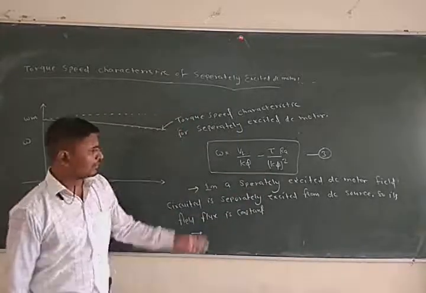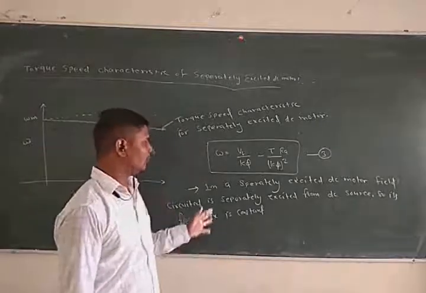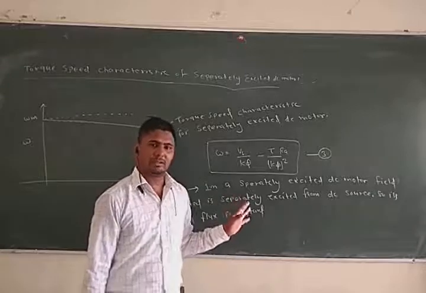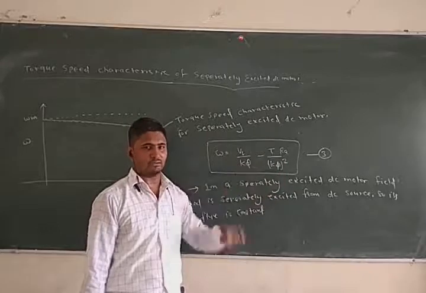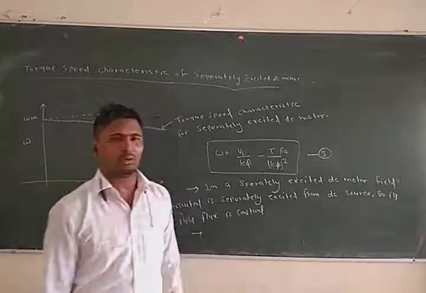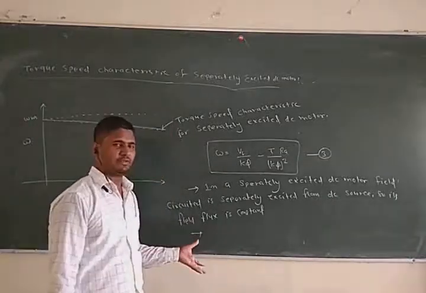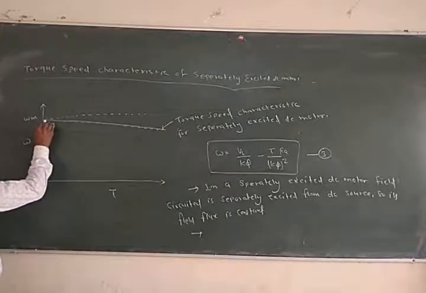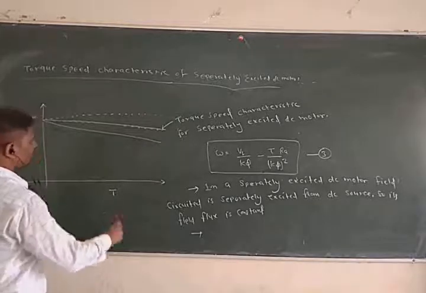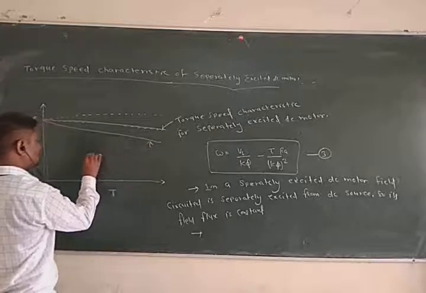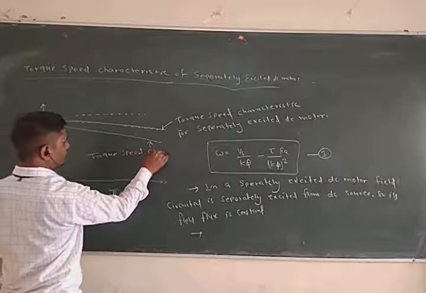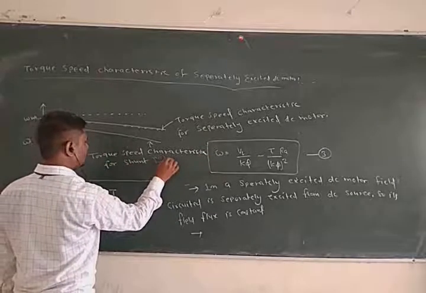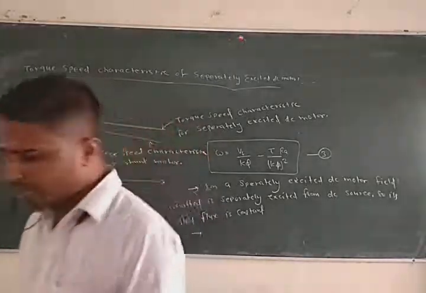Similarly, if we draw the torque speed characteristic for a shunt motor, or we can say a self-excited DC motor, then when there is a change in speed, there is a slight change in flux. Because in a self-excited DC motor, the field circuit and armature circuit are both excited from the same source. So the torque speed characteristic is slightly more drooping. This is the torque speed characteristic for a shunt motor, or self-excited shunt DC motor.